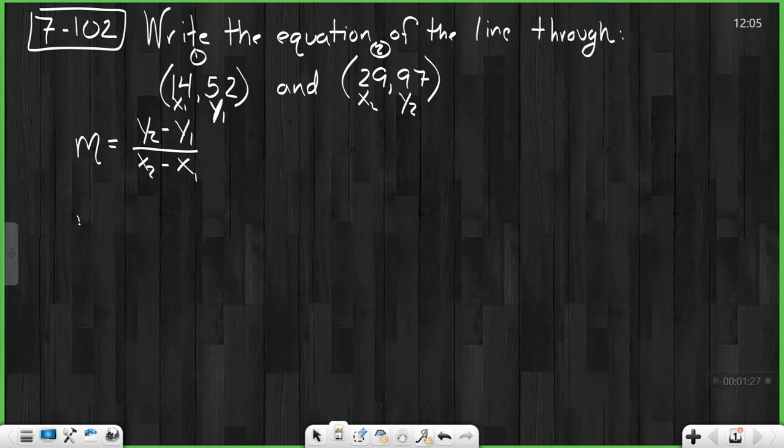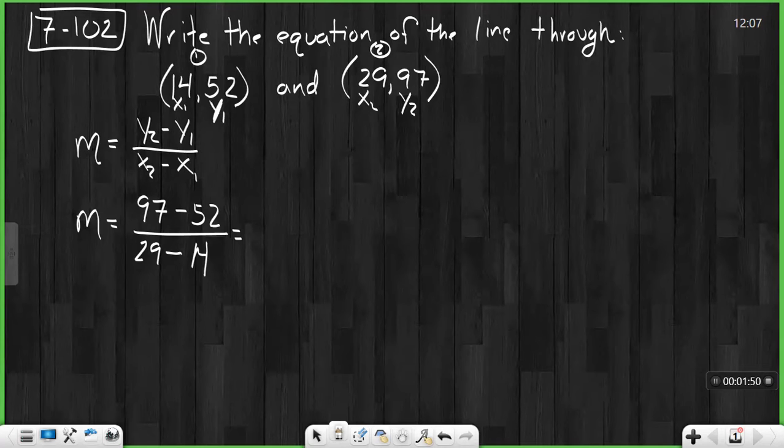We just fill in what we know. We know that the slope is, well, y2 is 97 minus y1 is 52 over top of x2 is 29 minus x1 is 14. Take a moment and go ahead and do that. If you did it correctly, you should have ended up with 45 on top and you should have ended up with 15 on bottom.